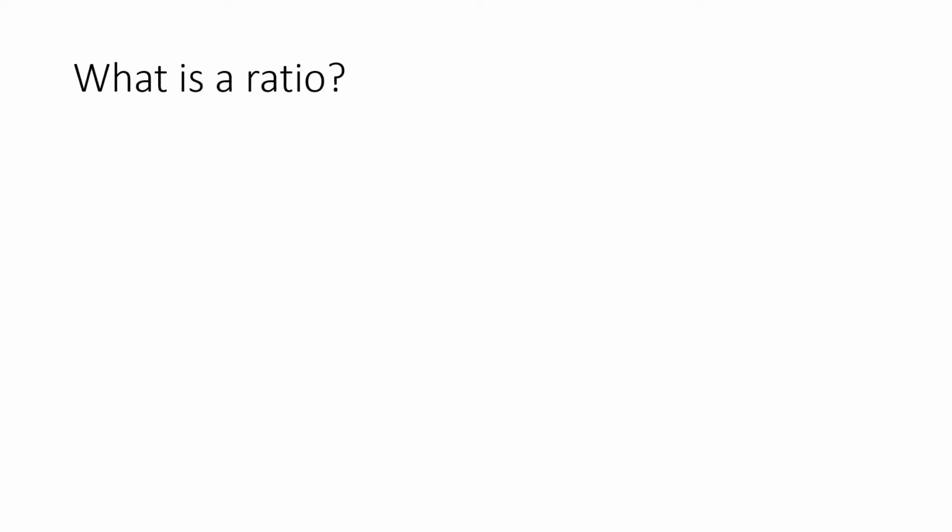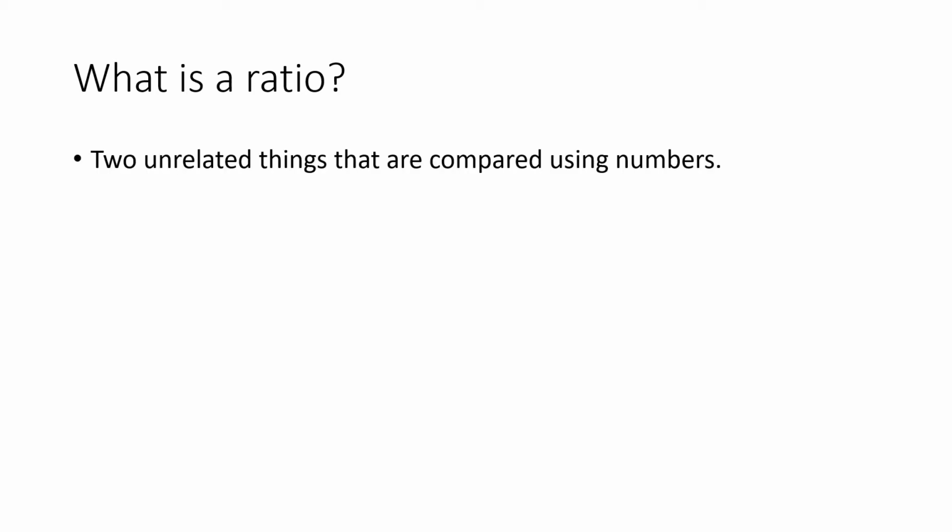So first, let's start with what is a ratio. A ratio is two unrelated things that are compared using numbers, which is very wordy and kind of abstract. So think about what this might look like in real life, where you might see two unrelated things compared using numbers. An example might be something like the speed limit. That's a ratio.